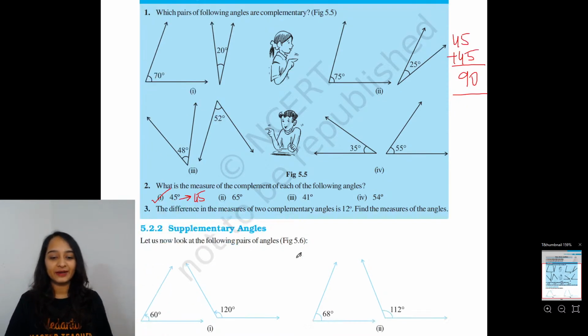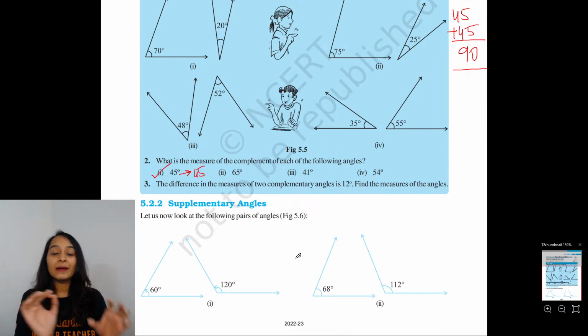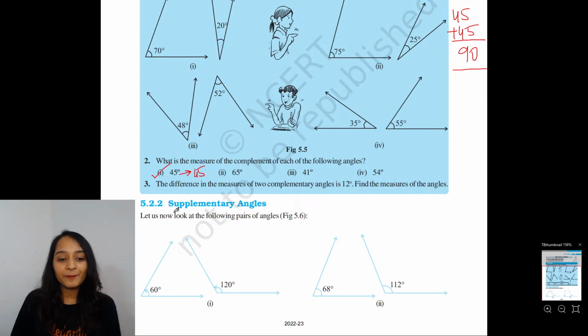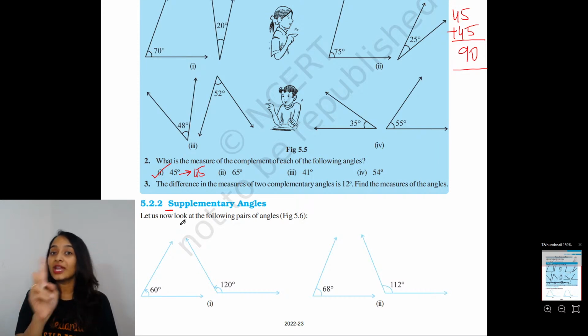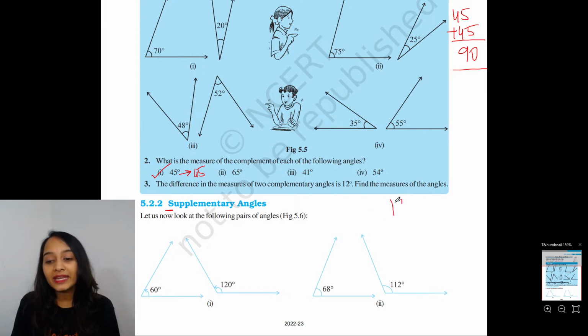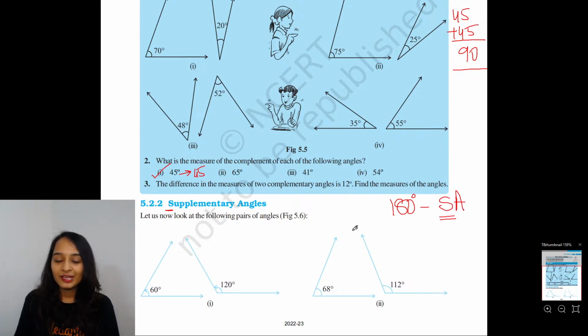Very good. Now let's talk about supplementary angles. Supplementary starts with an S. What does supplementary start with? S. Our 180 degree angle is a straight angle, which also starts with an S. So when you add 2 angles, if the sum of the 2 angles is equal to 180 degrees, then you can say that they are supplementary to each other.